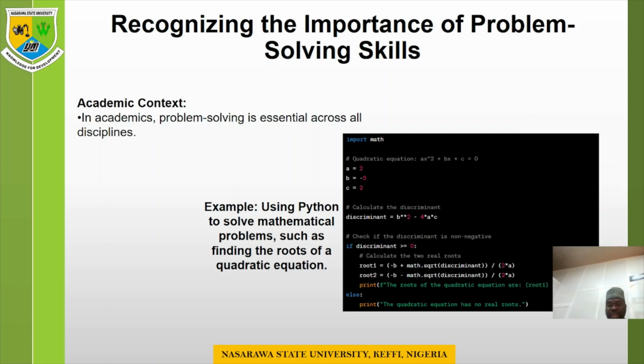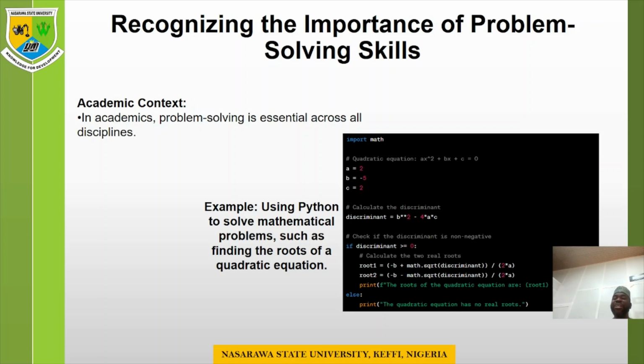Having found the discriminant, and found that it is greater than or equal to 0, we will now find the root. Our root, of course, is minus b plus the square root of the discriminant, as can be seen on the screen. This is following the semantics of Python. So we're using Python, and at the end of it, we print the root of the quadratic equation.